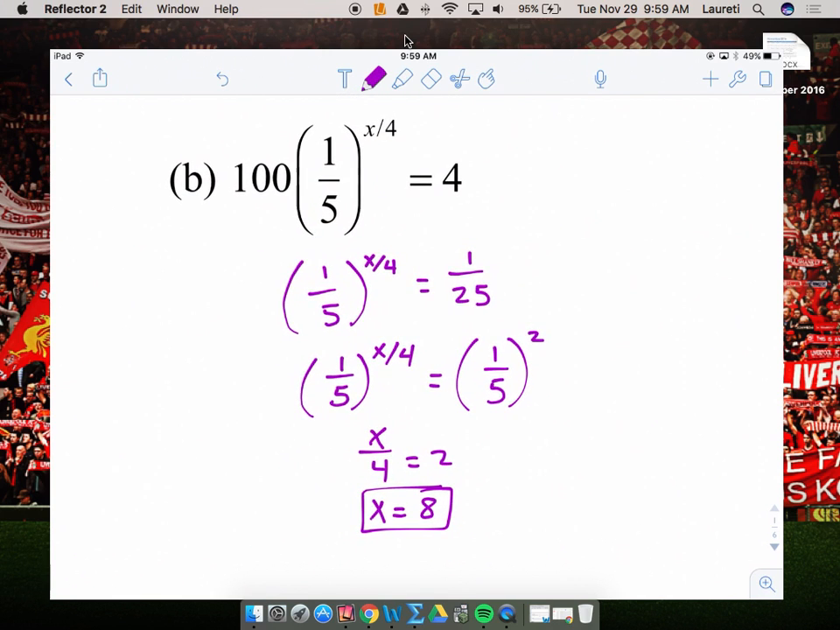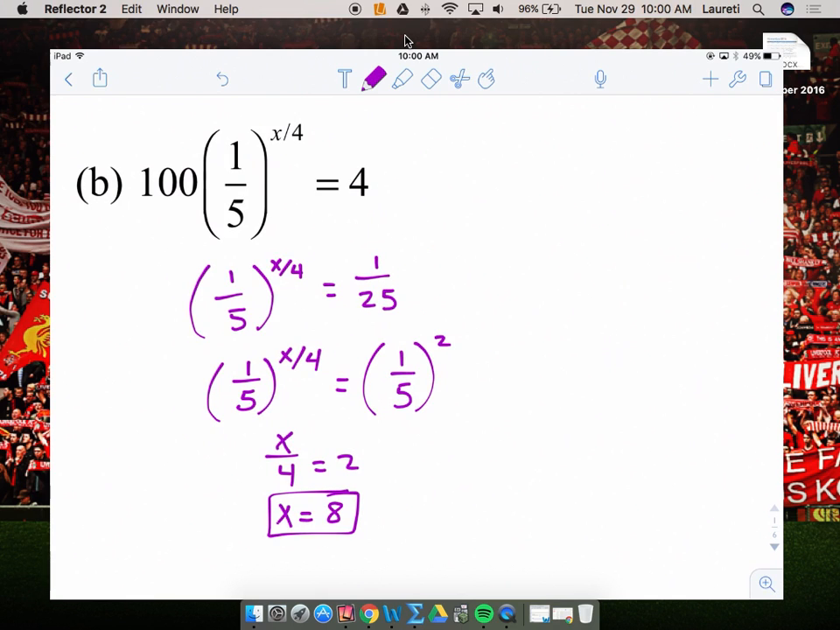Is there another way you could have done that? Yeah. So change both bases to be 5 to the negative 1. Yeah, right. That could have worked as well. So if you use base of 5 on both sides, you still get positive 8 as your answer. Good.